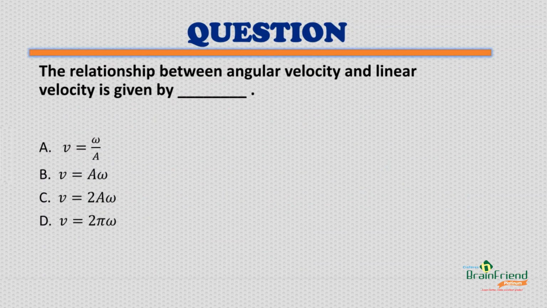Question 1. The relationship between angular velocity and linear velocity is given by dash. A, v is equal to omega over A. B, v is equal to A omega. C, v is equal to 2A omega. Or D, v is equal to 2 pi omega. The correct answer is option B, v equal to A omega.